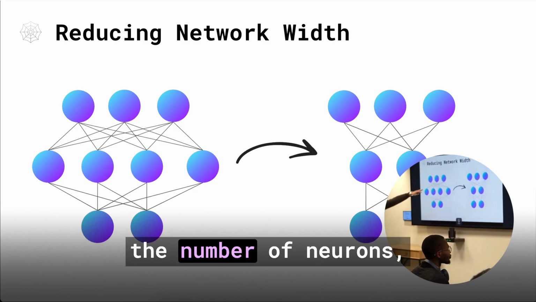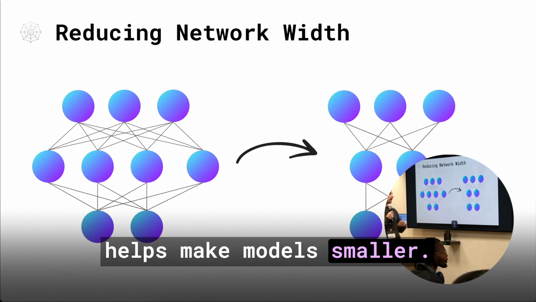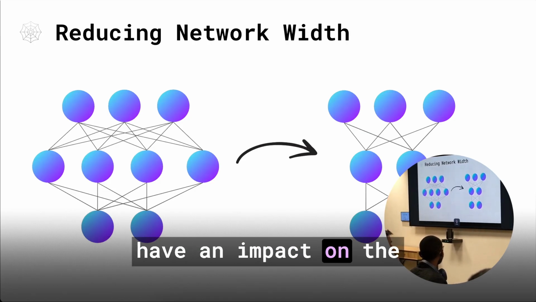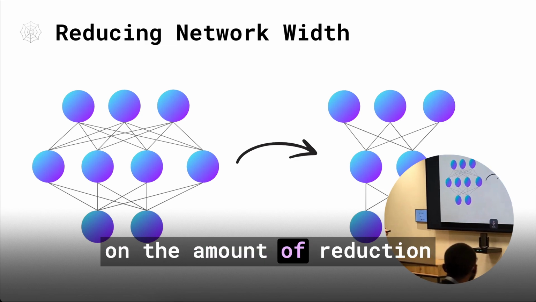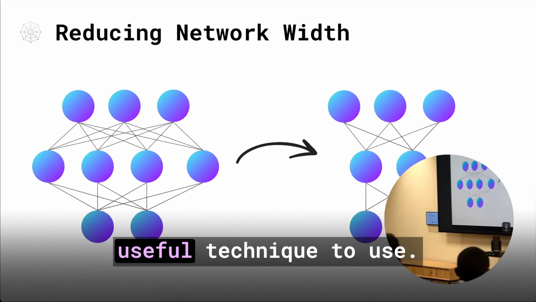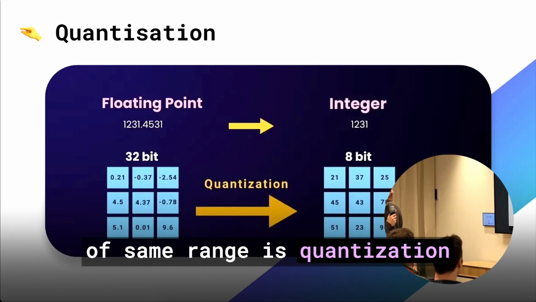We're just basically reducing the number of neurons, which is just reducing the complexity of the model, which helps to make the model smaller. Obviously, this does have an impact on the accuracy of the model, quite significantly if you go quite high on the amount of reduction you do, but it is a really useful technique to use.